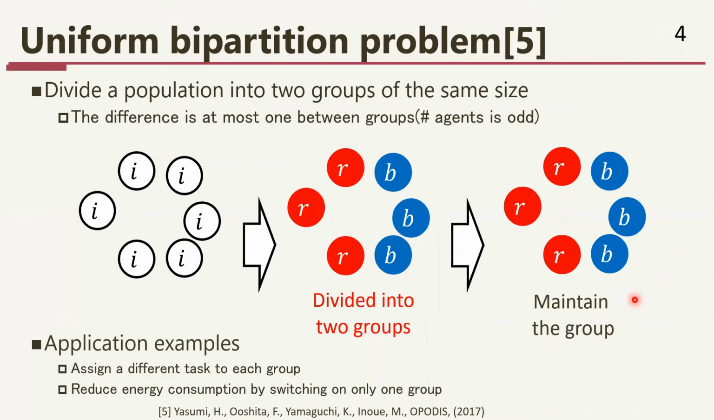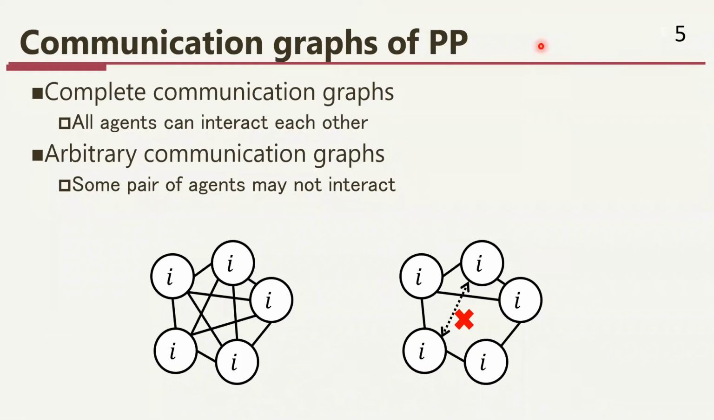The uniform bipartition problem has some applications. For example, we can assign a different task to each group and reduce energy consumption by switching only one group. Most existing works consider complete communication graphs. That is, all agents can interact with each other.